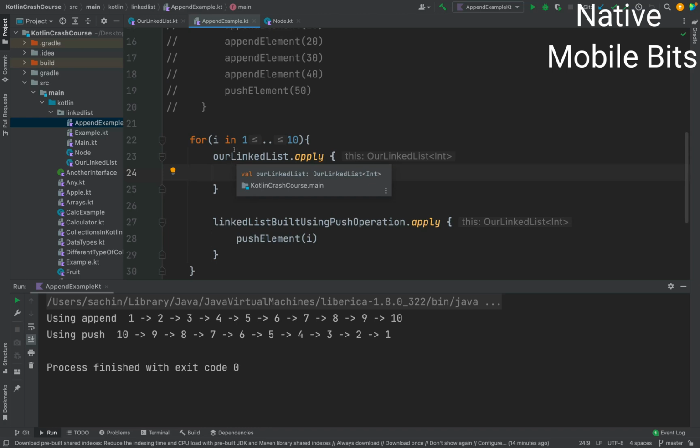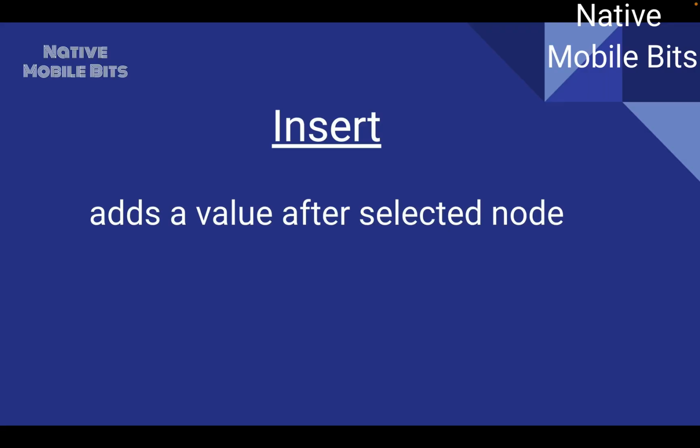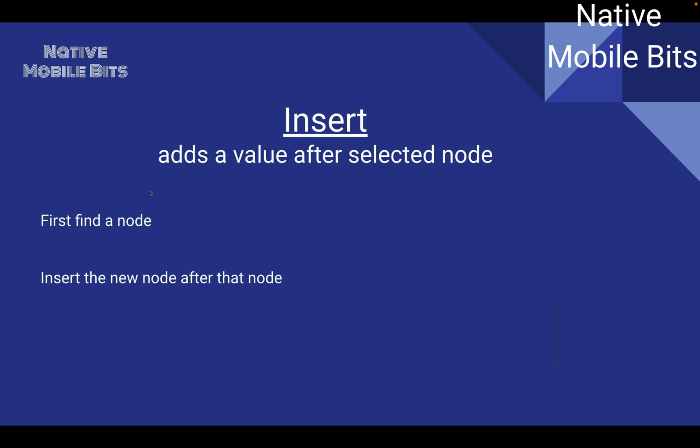Okay, after these two operations, we have one more operation to add a value inside a linked list, which is called insert. And insert can add a value after any selected node inside our linked list. So inside this operation we have two sub operations. We need to first find a node after which we want to add some new node, right? So we will have a linked list, then we will find one node inside that, and then we will insert the new node after the node we found.